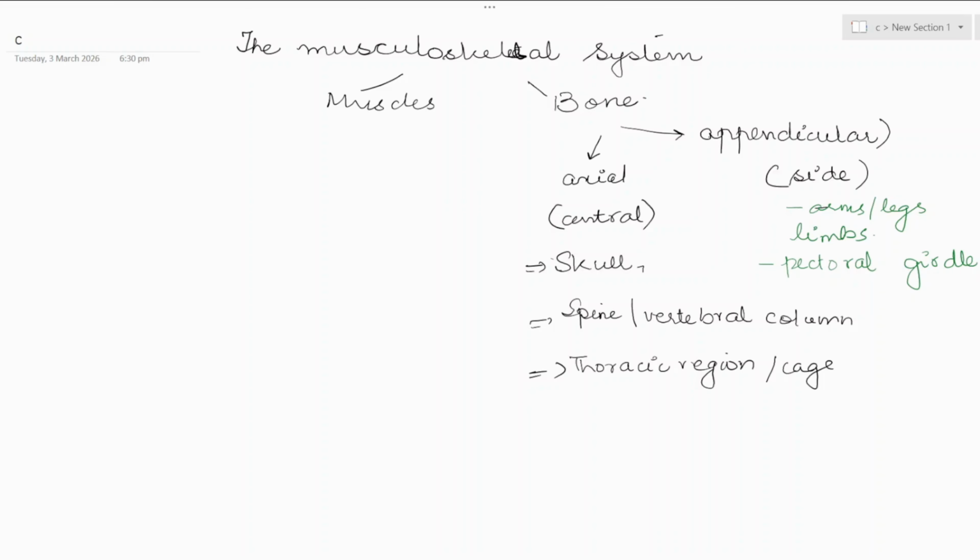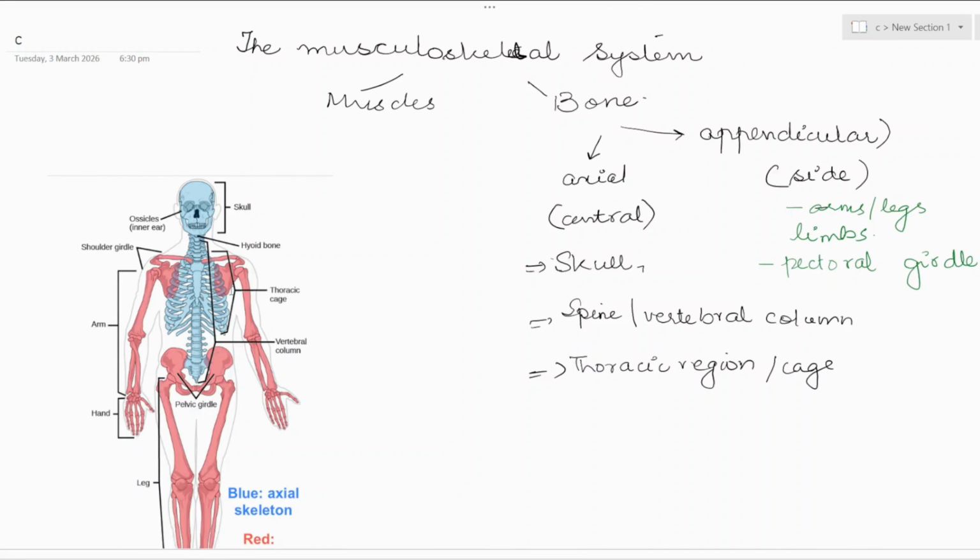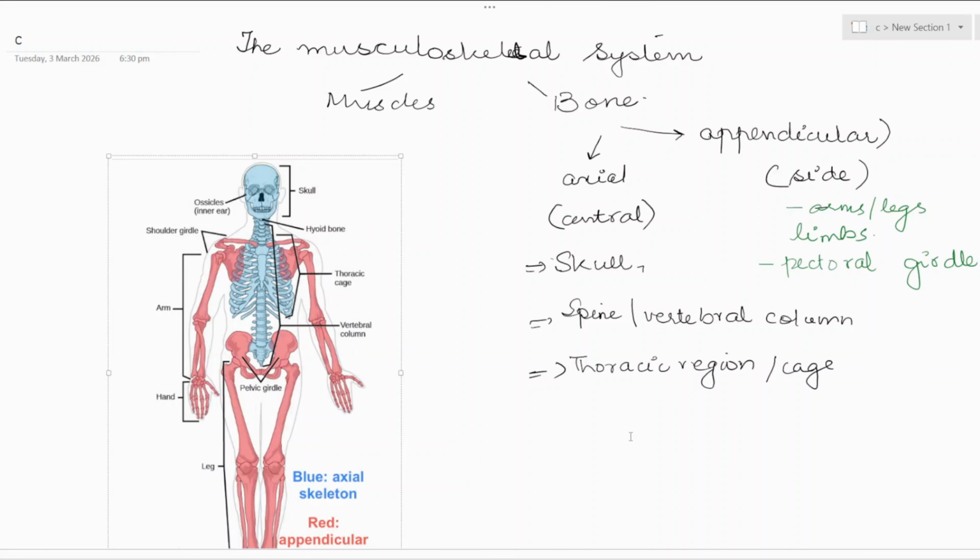Wait, let me give you a diagram. Here, I'm talking about this bone, this one, this one. This is the pectoral girdle. Basically, that is holding your whole shoulder. And the third one is the hip bone, which is known as the pelvic girdle.